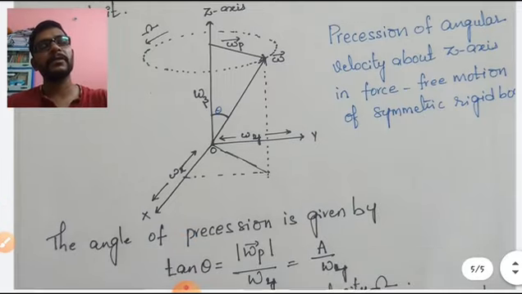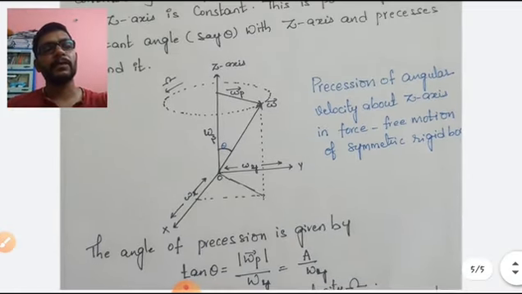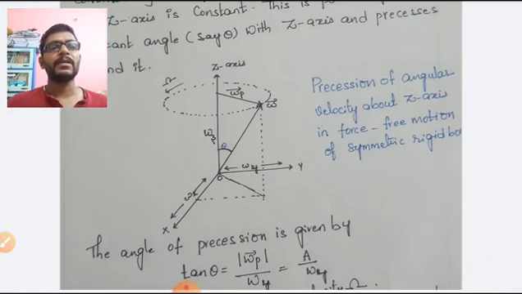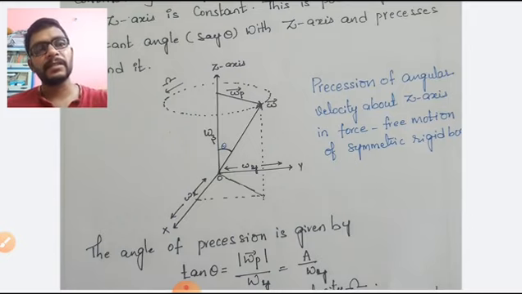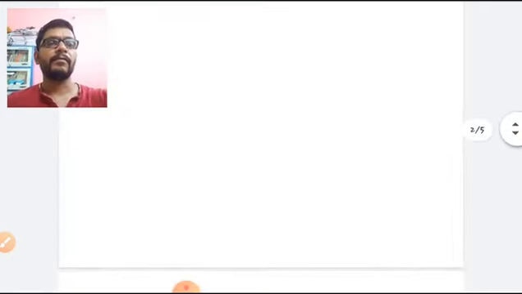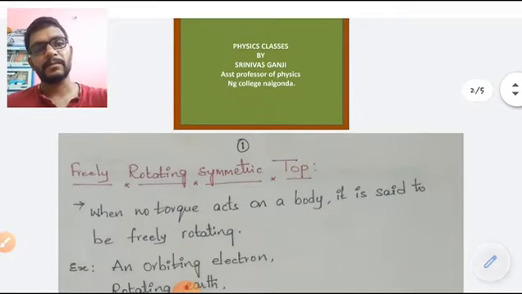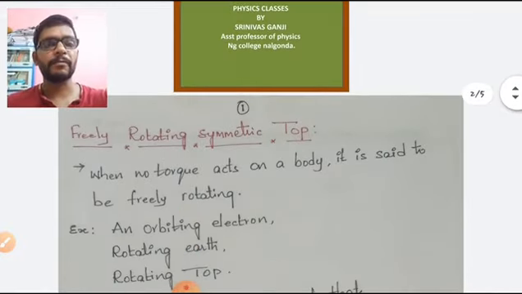So from this picture we conclude that the angle of precession is given by tan theta equal to omega p bar by omega y, that is equal to a by omega y. So this is the topic of a freely rotating rigid body, or a freely rotating symmetric top.